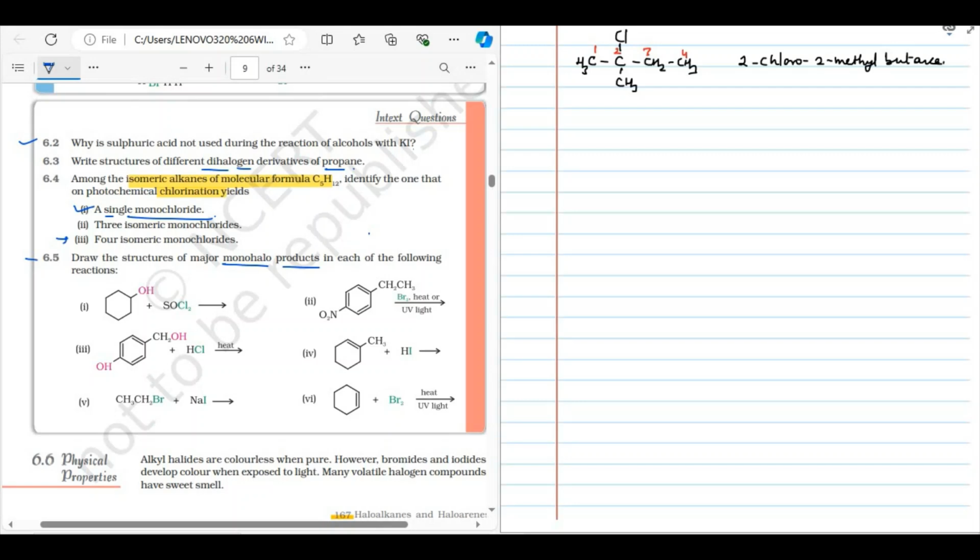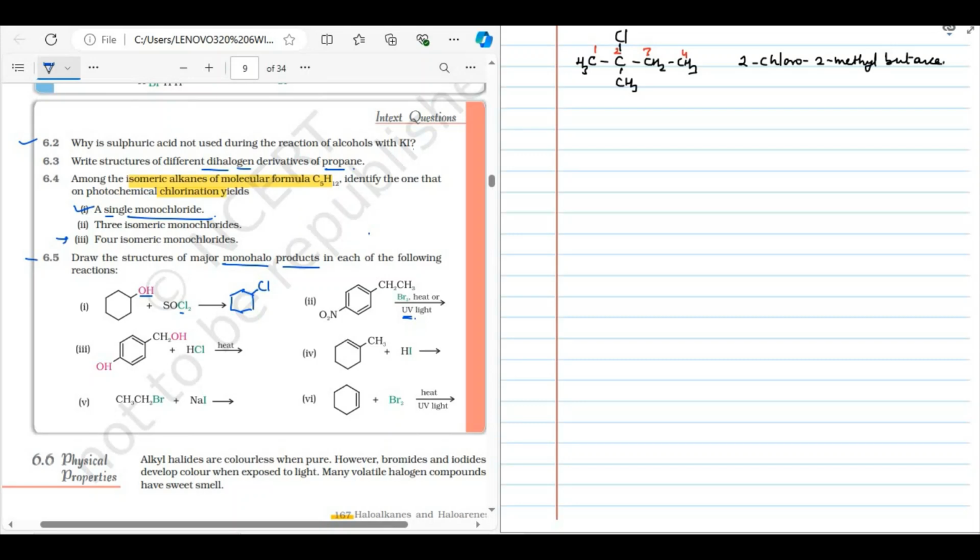Here in the first reaction, this alcohol, when it reacts with thionyl chloride, Cl will replace OH and you will get the product. This is cyclohexane. In place of OH you have to write Cl, and the byproducts will be SO2 and HCl. This is the best method for the preparation of alkyl halide from alcohol that we have studied. In this second question, there is a benzene ring in which a CH2 CH3 group, an ethyl group, is there and an NO2 group is attached. When it reacts with Br2 in the presence of UV light, it means a free radical reaction.